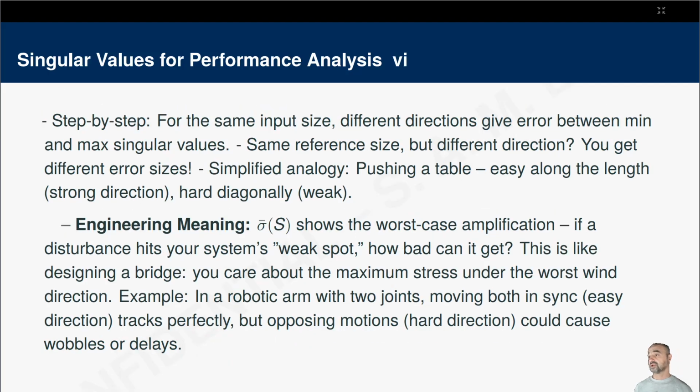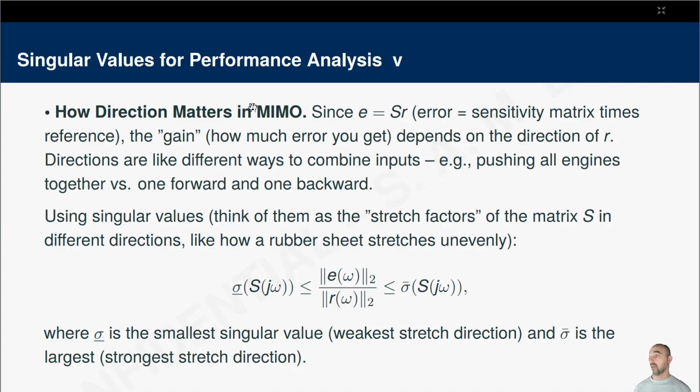Now let's see how direction matters in MIMO. Since E was equal to SR, and S was the error transfer function, the error was equal to the sensitivity matrix times the reference. The gain, how much error you get, depends on the direction of R. So again, we are still in MIMO, so we have to always remember that the error also depends on the direction of R.